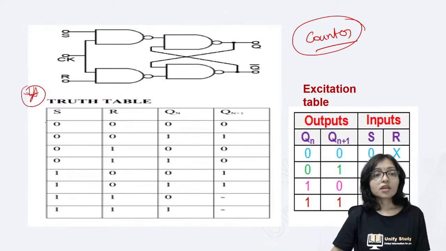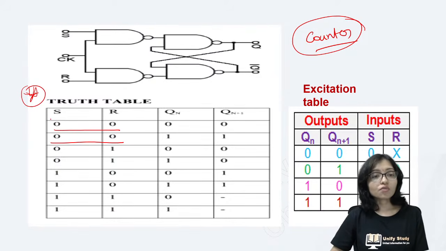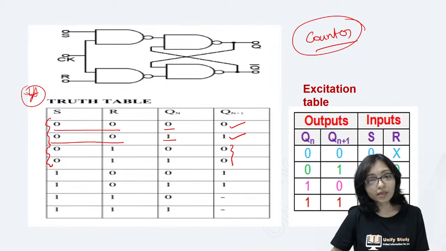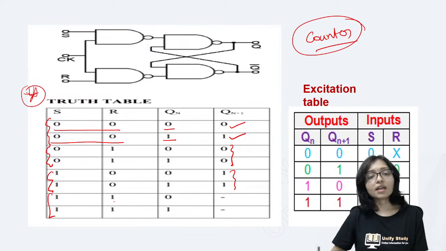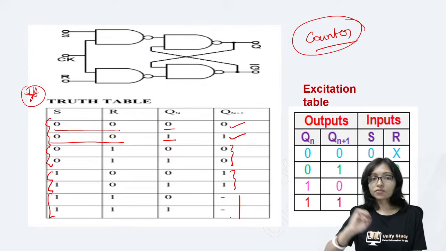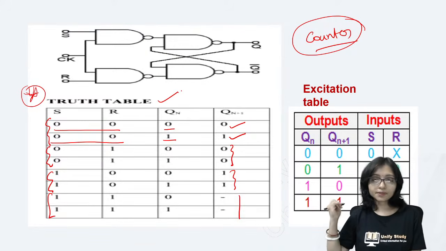I told you 0 0 means no change, right? So for 0 0 what is happening? When Qn is 0 then it stays 0. When Qn is 1 then it stays 1. That means no change. For 0 1, it is reset, that's why both are 0. For 1 0 it is set, that's why both are 1. For 1 1 it is forbidden. So we wrote the truth table.